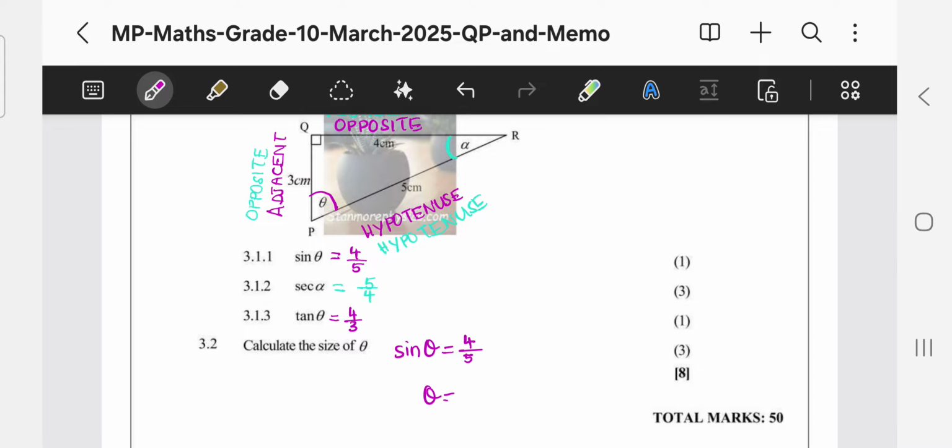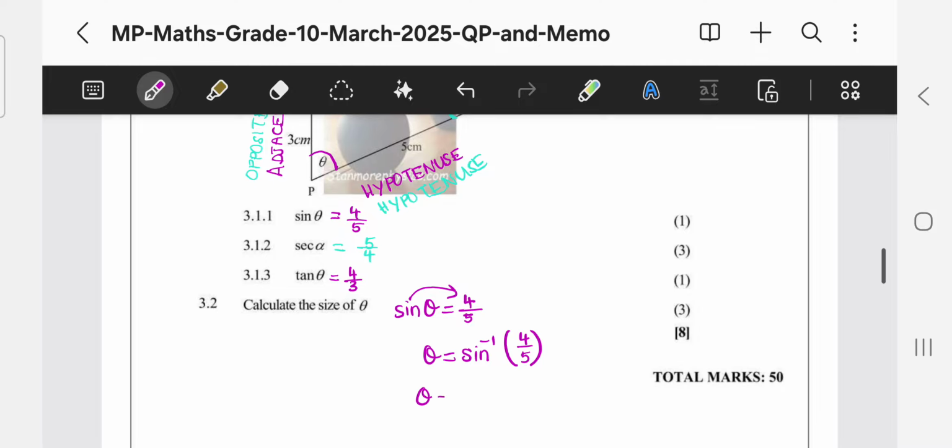To get theta alone, we're going to take sine over to the right-hand side. But here's what happens. Whenever you take a trig ratio over the equal to, it gets a -1 exponent. So this becomes sine to the power -1, and in the bracket, we're going to fill in this fraction 4 over 5. Now, you guys are going to put that onto your calculator, and you should have 53.13 degrees rounded off to 2 decimal places. So that is theta, and that brings us to the end of this paper.